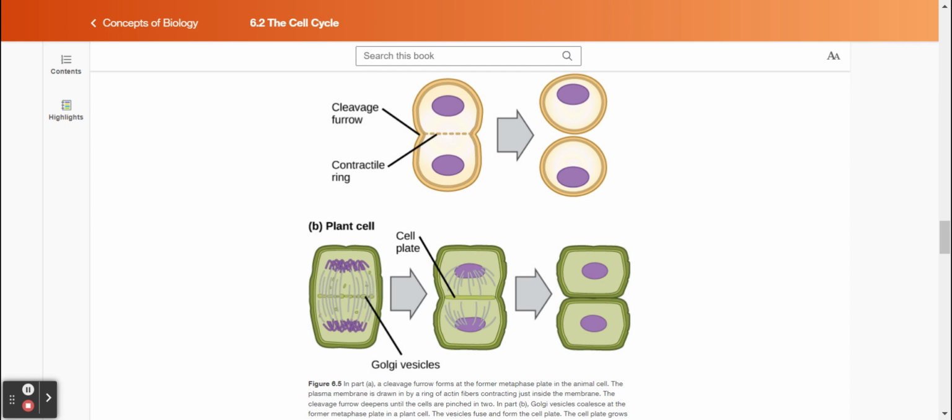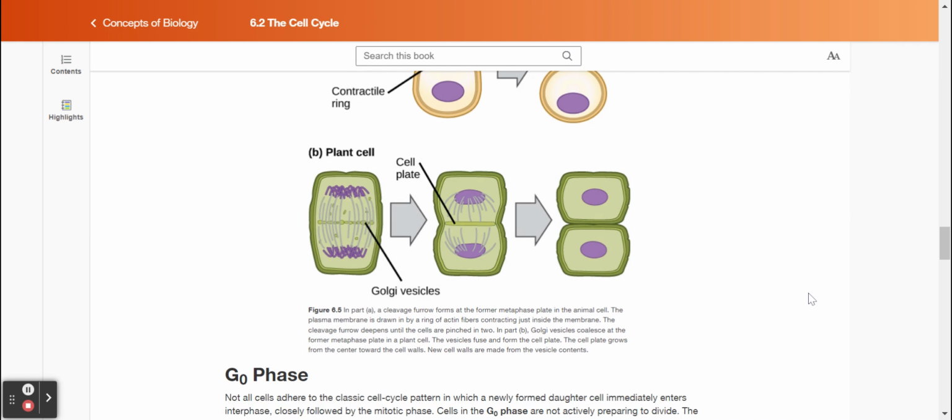Figure 6.5. In part A, a cleavage furrow forms at the former metaphase plate in the animal cell. The plasma membrane is drawn in by a ring of actin fibers contracting just inside the membrane. The cleavage furrow deepens until the cells are pinched in two.